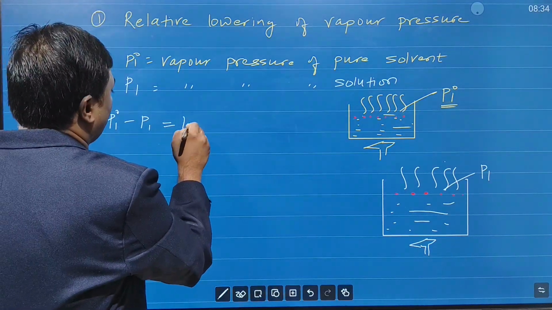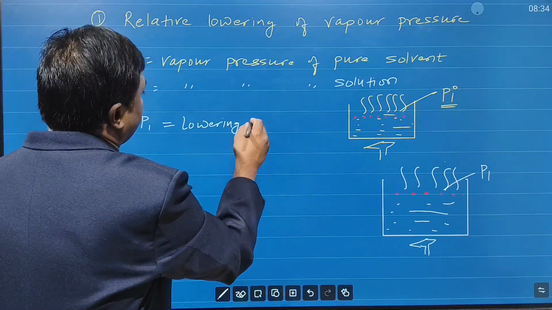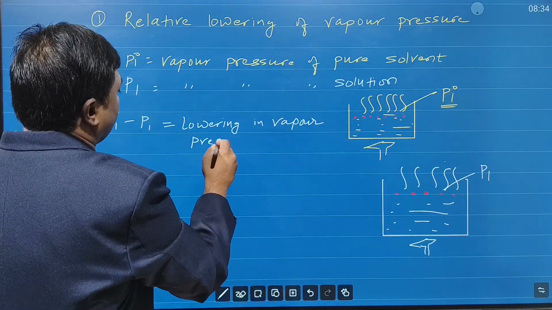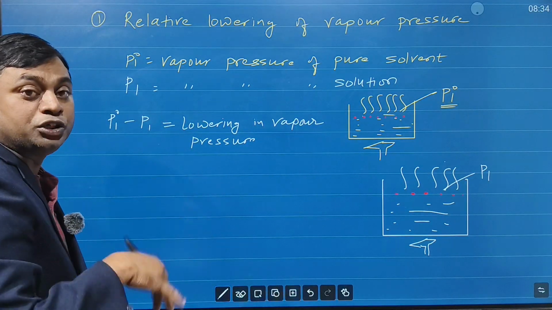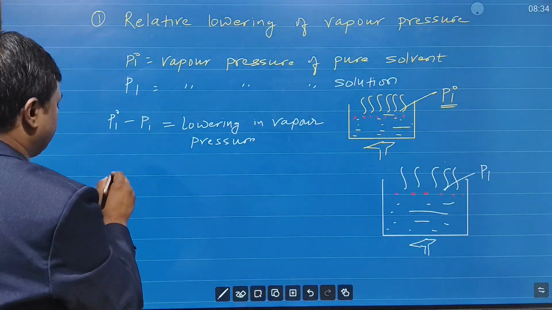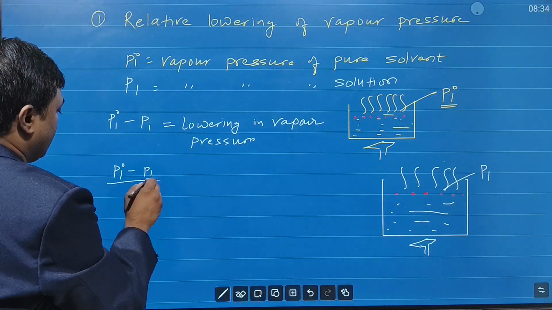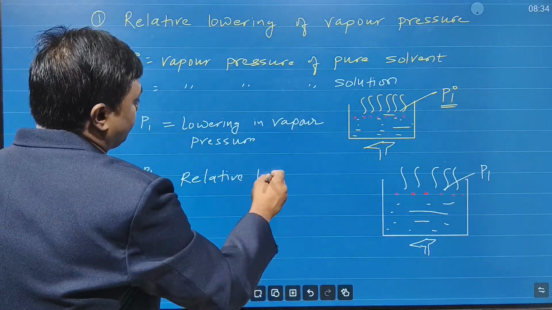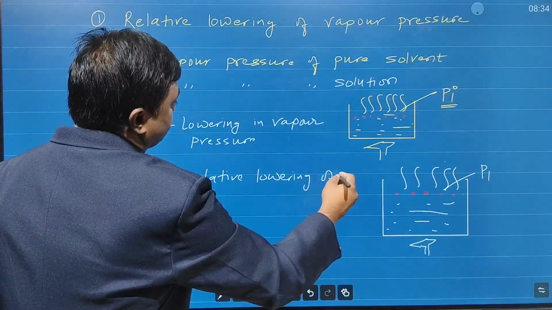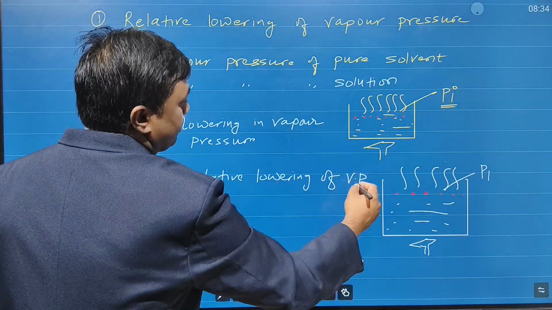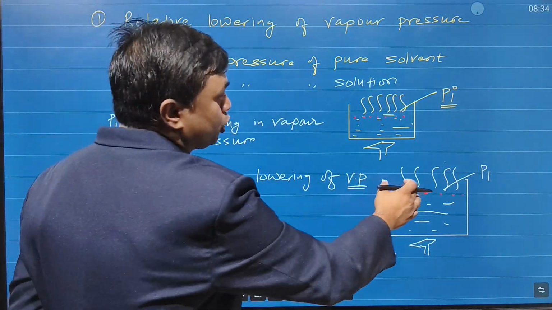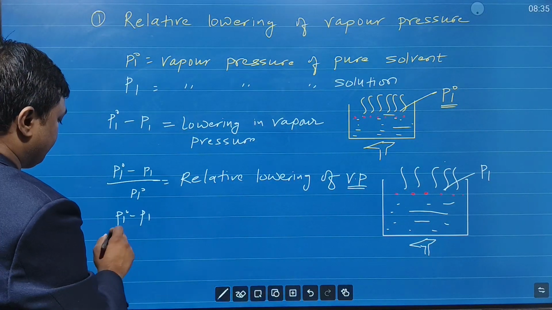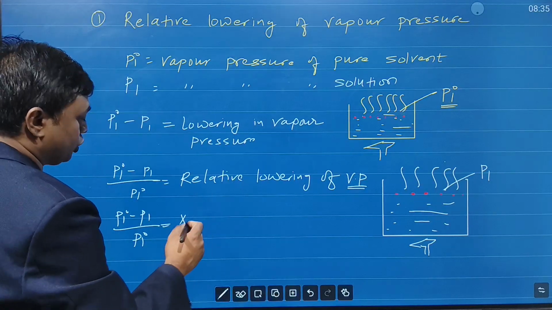Lowering in vapor pressure divided by the original vapor pressure is called relative lowering of vapor pressure: P1 degree minus P1 upon P1 degree. This is called relative lowering of vapor pressure. Am I clear? This depends upon the solute which we are adding. So P1 degree minus P1 by P1 degree is equal to what? The mole fraction of solute particles.